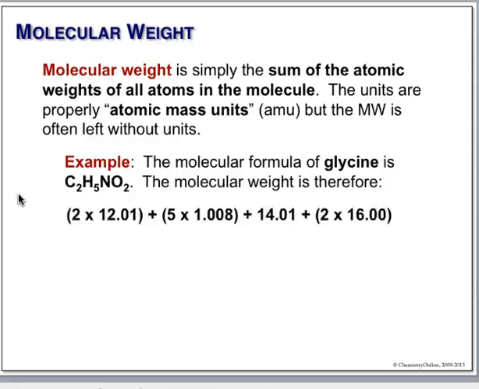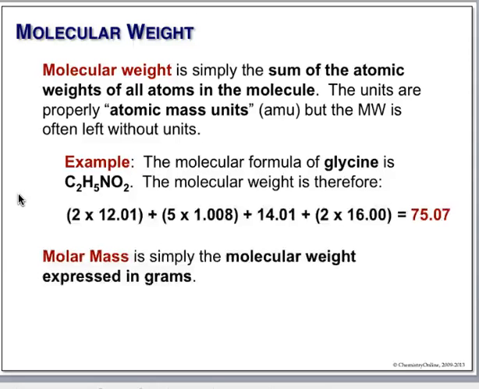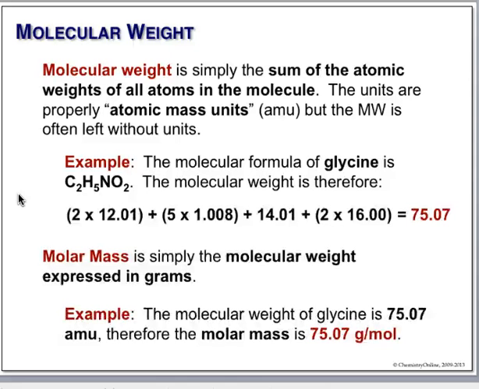We have 2 carbons at 12, 5 hydrogens at 1.008, 1 nitrogen, and 2 oxygens at 16. Multiply, add it all up, 75.07. Now that's the molecular weight of glycine. The units are actually atomic mass units. Nobody ever writes atomic mass units, abbreviated AMU.